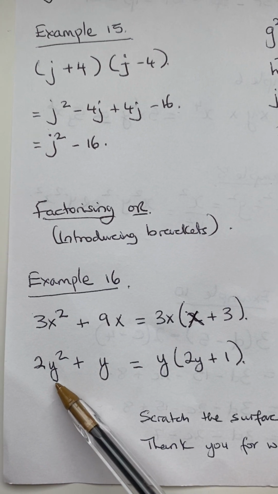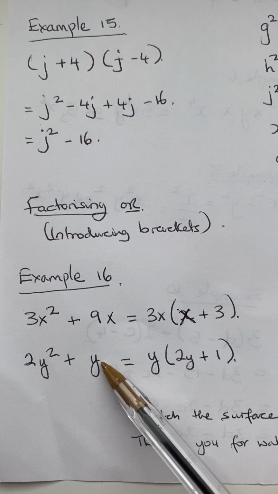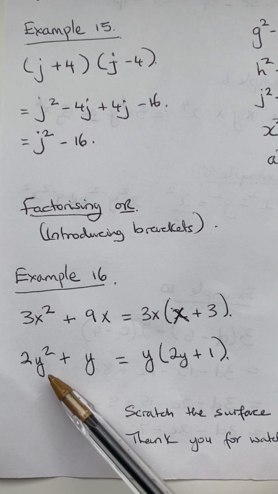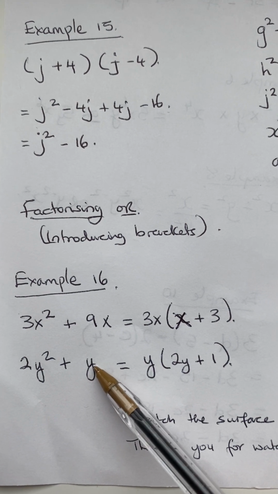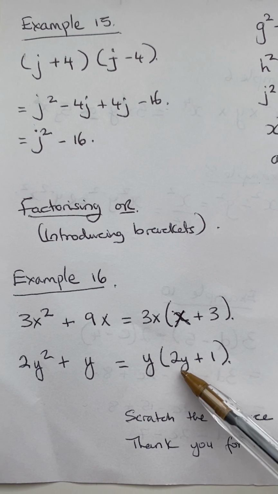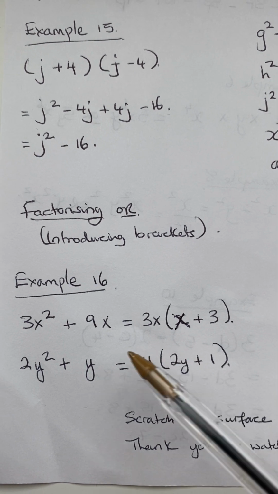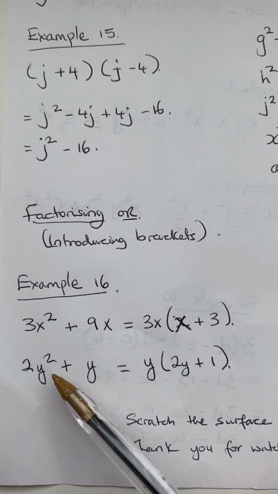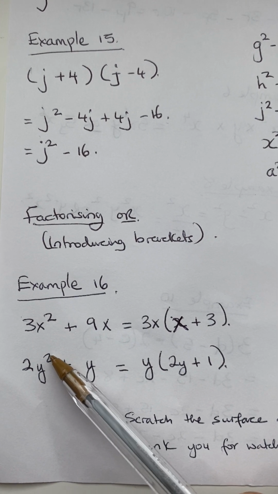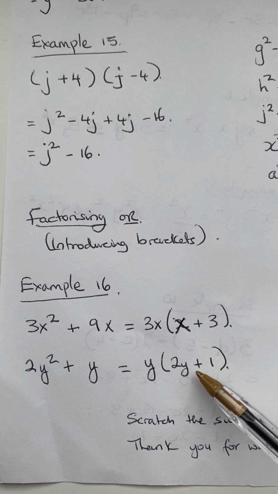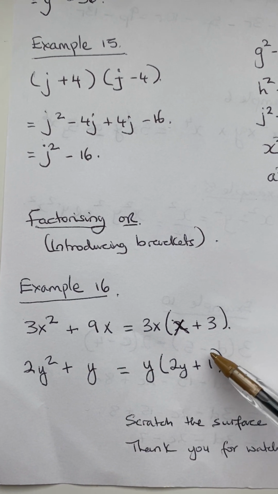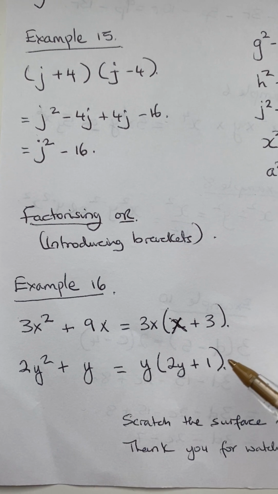Okay, let's look at our next example. 2y squared plus y. So here, if you look at it, y is a common factor. Okay, common factors don't have to be always numbers. They can be variables as well. So y into bracket 2y, because if you multiply y by 2y, you get 2y squared. Okay, plus 1, because y times 1 equals y. So we've introduced brackets and we've got this term. So you should be able to expand this and go there, or you should be able to factorize this equation to get this answer. We've done this a lot.